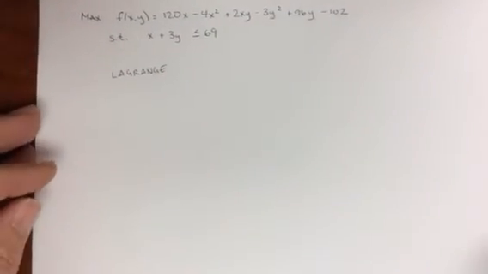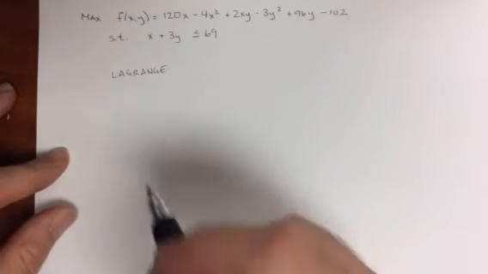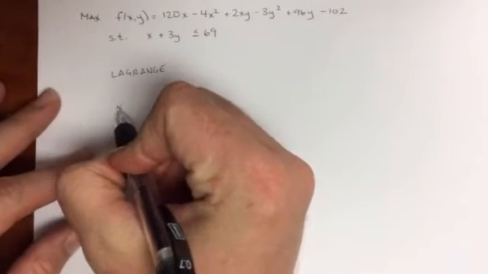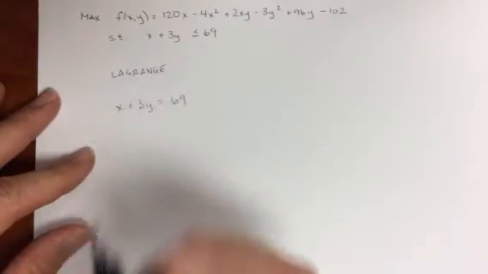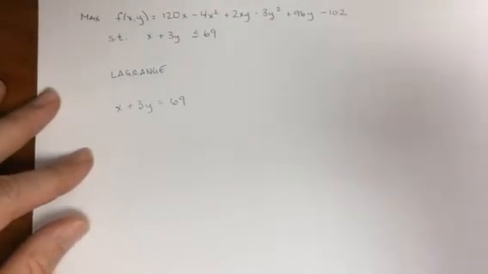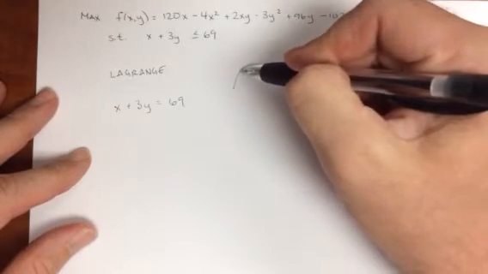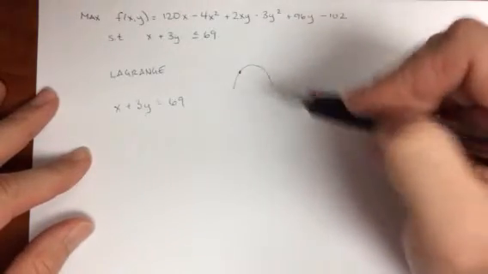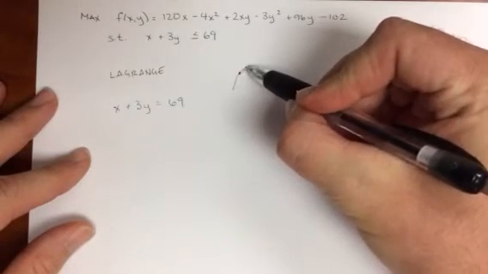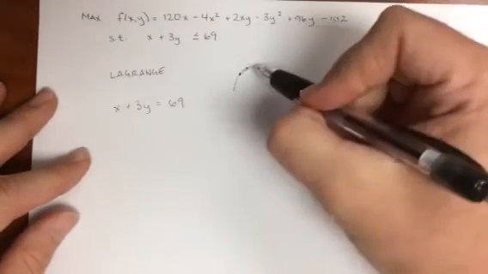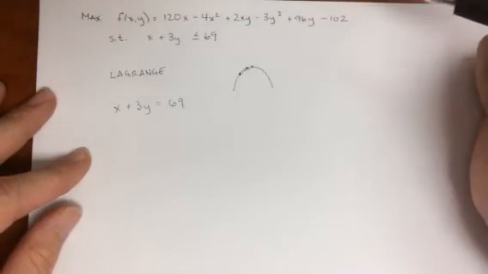All right, and so we're going to rewrite our constraint slightly different. We're going to say that x plus 3y is equal to 69. Now the reason we do that is because we know the function is concave. And so if we're right here on the function, if we produce a little bit more x, we'll be right here, and we'll make more money. If we produce a little bit more y, we'll be right here, and we'll make even more money.